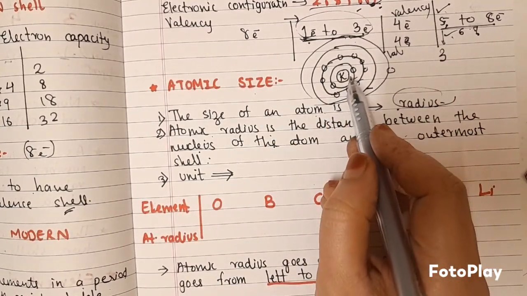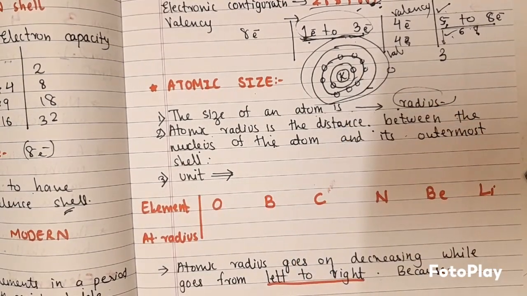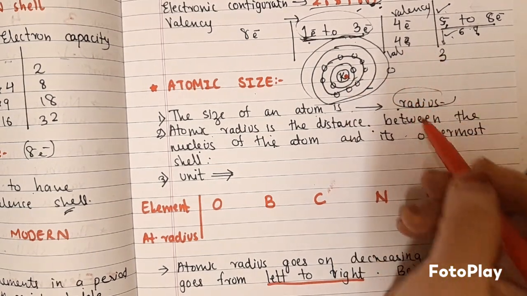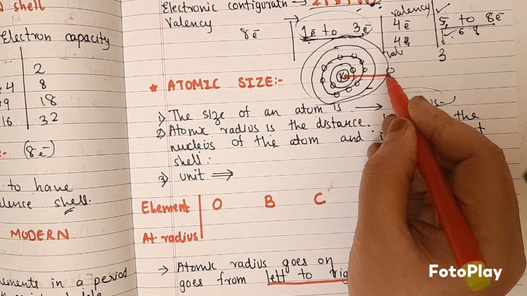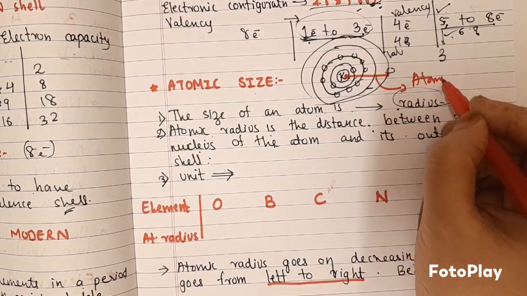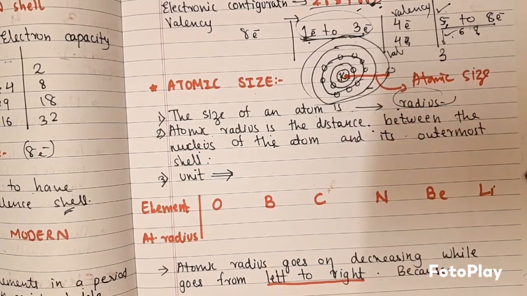It will be the distance between the nucleus and its outermost shell. The outermost shell is this much. So this is the atomic size of a particular atom. The distance between the nucleus and the outermost shell is called the atomic size.